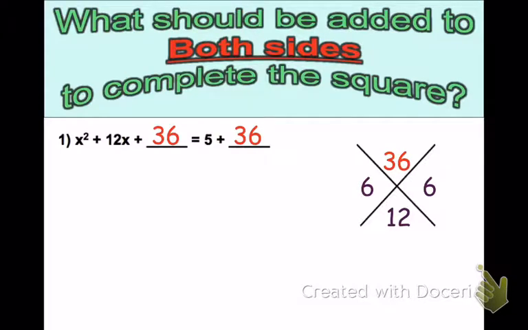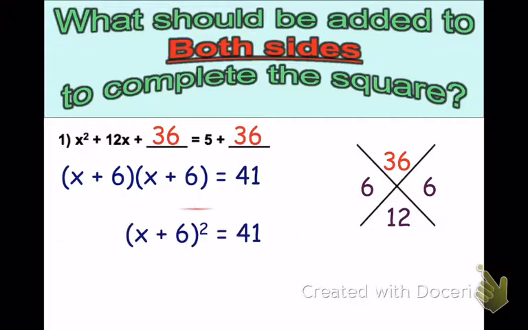This is going to be 6 and 6, my shortcut numbers. So we have x plus 6, x plus 6. And on the right side, now I have a 41, because that 36, which I added to the 5 on the right side, becomes a 41. And instead of writing x plus 6 twice, I can quickly just write x plus 6 to the power of 2.